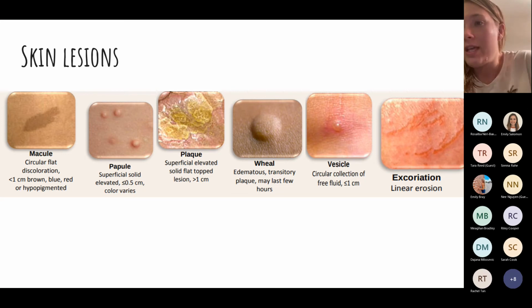Our vesicles are filled with fluid, okay? Usually clear fluid, whereas our papules are not necessarily filled with that clear fluid. So just keep that in mind. Our macules, those are like our normal freckles.